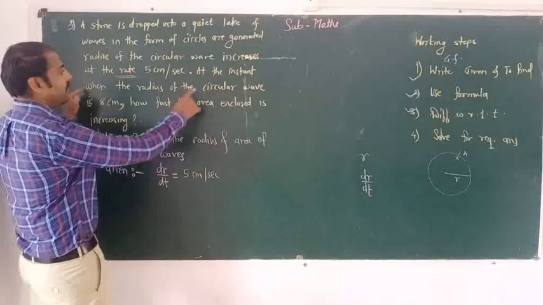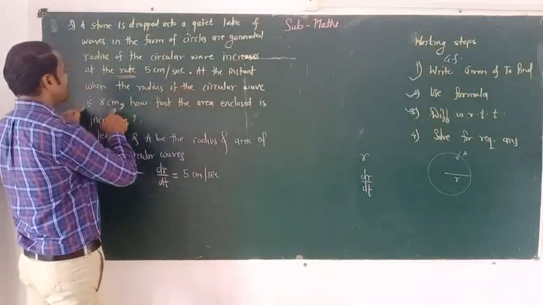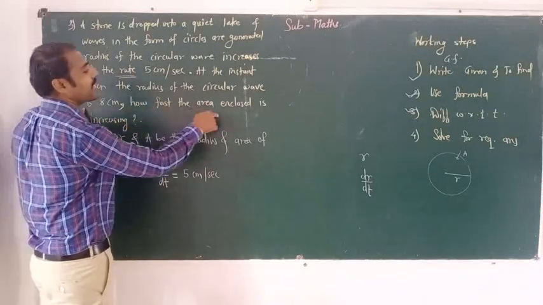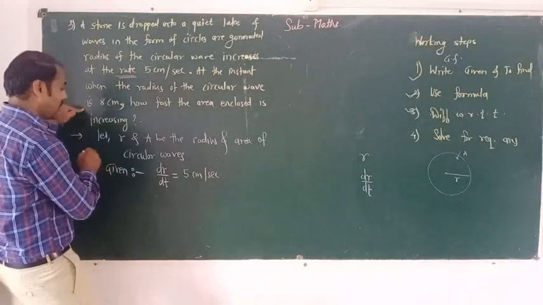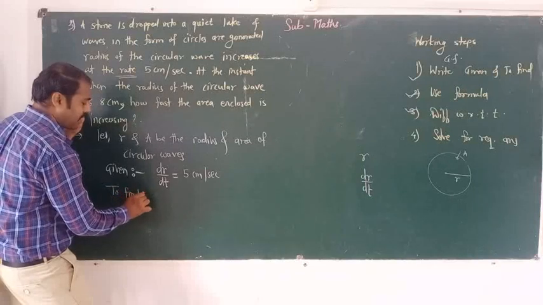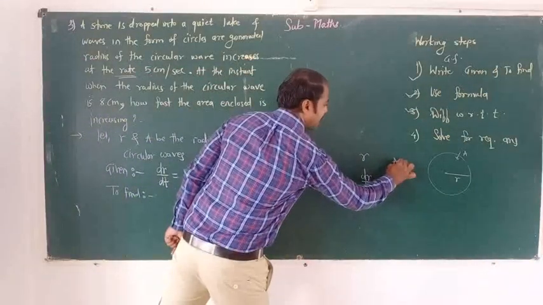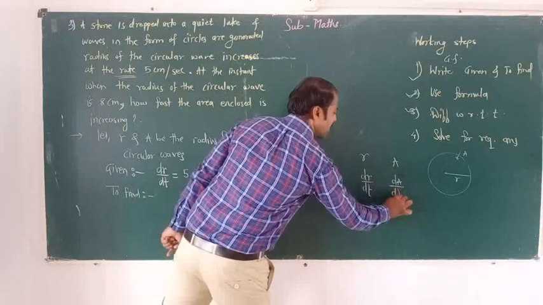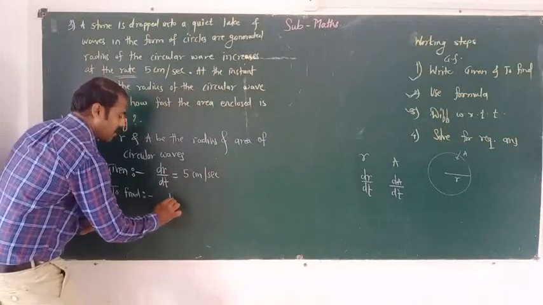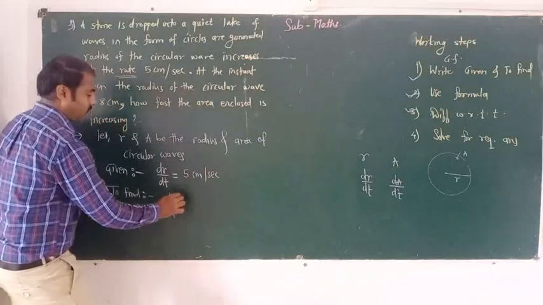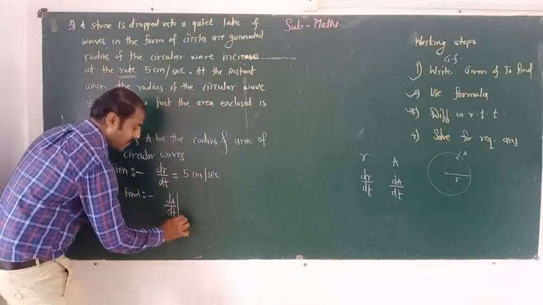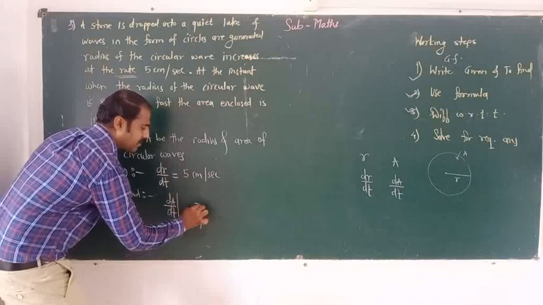Now, at the instant when the radius of the circular wave is 8 centimeter, r is equal to 8, how fast is the area enclosed increasing? That is to find. If A is the area, then the rate of change of area is denoted by dA by dt, since derivative has rate measures. So here to find dA by dt when radius is 8 centimeter, when r is equal to 8 centimeter.